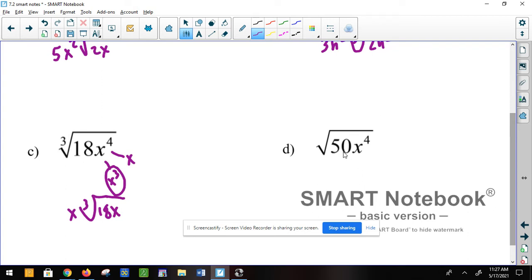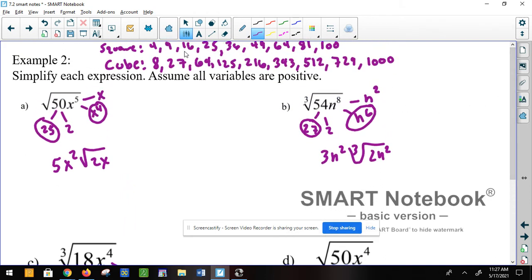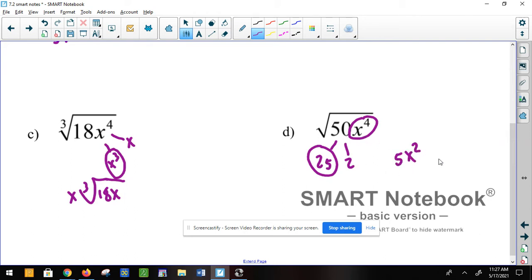Switching gears back to square roots, you've got to make sure that you're using the right list, right? So 50, well, we already did one that had 50, but since it's under a square root, I'm looking at the square number list. 25 is a factor of 50, so I'm going to break up 50 into 25 and 2. X to the 4th itself is a perfect square, so I don't need to break it up. You only need to break up the variable or the number if it's not a perfect version of the index that it's under. So square root of 25 is 5. Square root of x to the 4th is x squared. And then it's square root of 2.